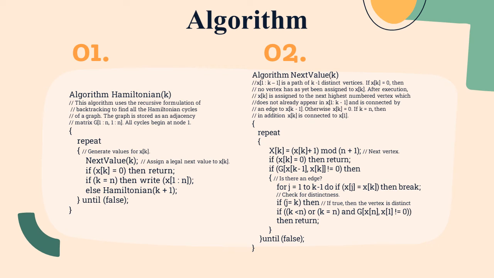Now the control moves to the second algorithm, algorithm NextValue, in which x[k] = (x[k] + 1) mod (n + 1). It is used to determine the next value. If x[k] = 0, then return. The graph is represented in the system in the form of an adjacency matrix. If there is an edge, it will be denoted as 1, and if there is no edge, it will be denoted as 0. If x[k] = 0, it means there is no edge between them. If there is no edge, it should return.